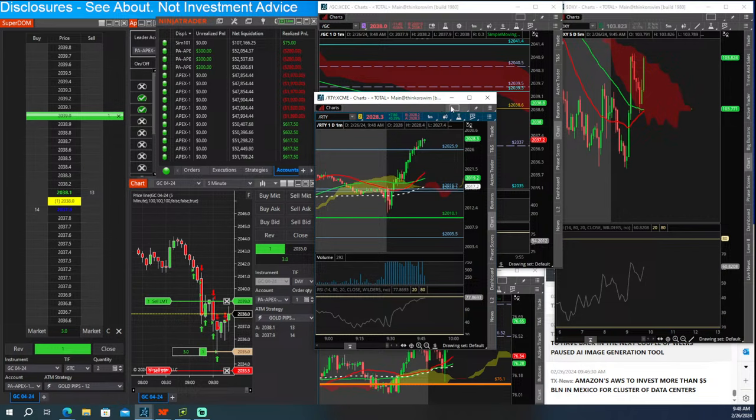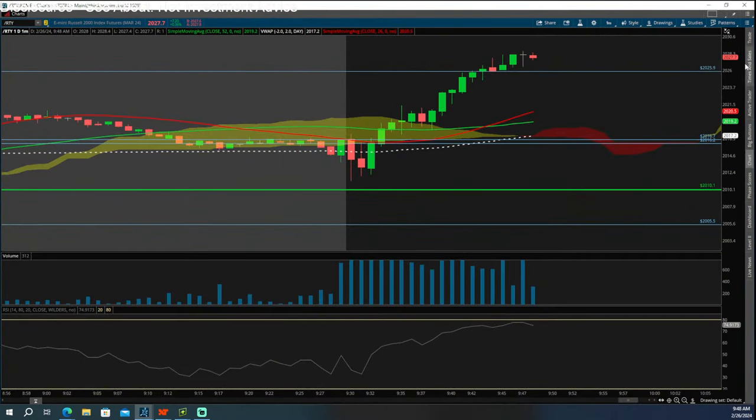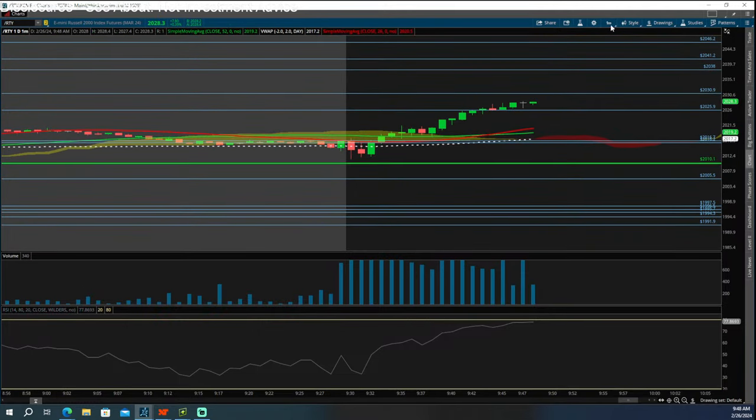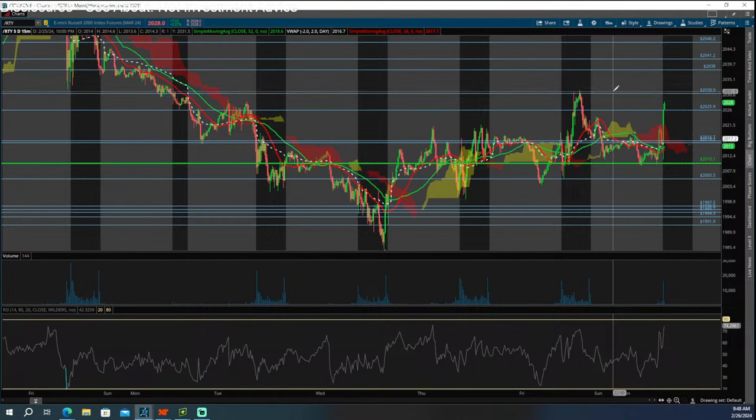And here's the Russell. Did not have any resistance here. It's going right up to that next line. I'm going to get right up here to this 2030.9 level.